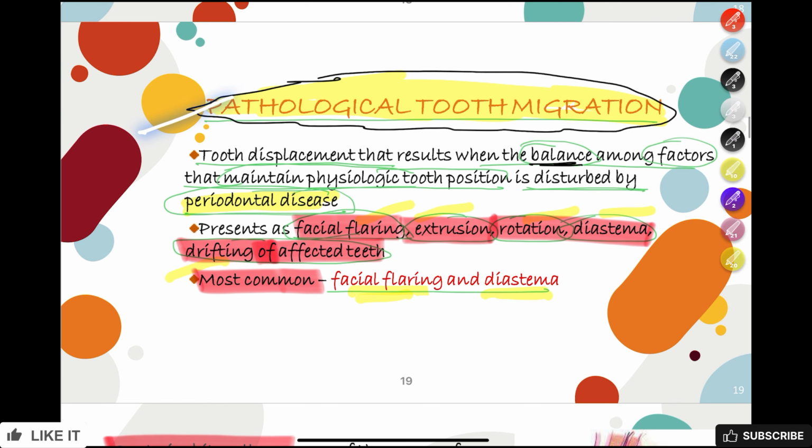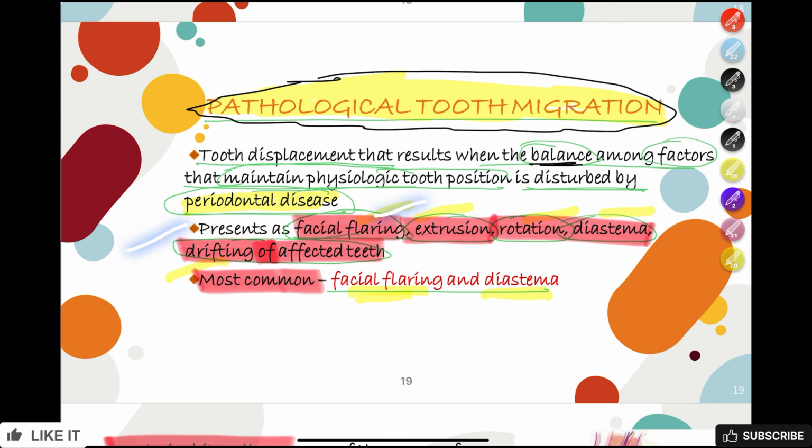Next is the pathological tooth migration. Tooth displacement that results when the balance among factors that maintain physiological tooth position is disturbed by periodontal disease. So the physiological tooth position has been disturbed. It is known as pathological tooth migration.